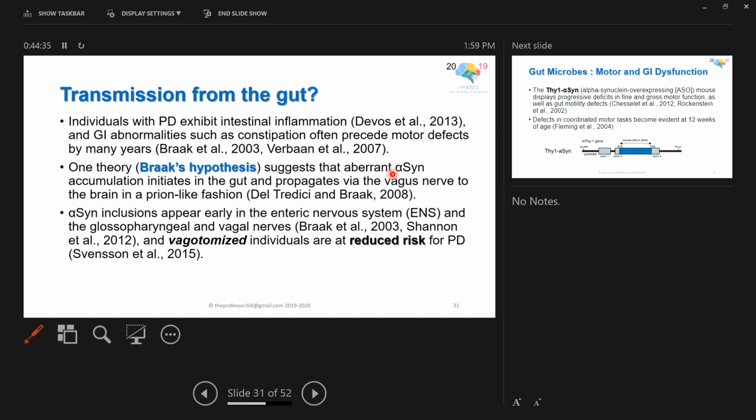It says that in the gut, alpha-synuclein starts to misfold, and this aberrant or misfolded alpha-synuclein, which probably includes the phosphorylation on serine 129, starts to accumulate in the gut, and this misfolded protein can then transfer and move along this vagus nerve up into the brain. And in the brain, it then starts to misfold other alpha-synuclein that is not yet misfolded. And that's Braak's hypothesis.